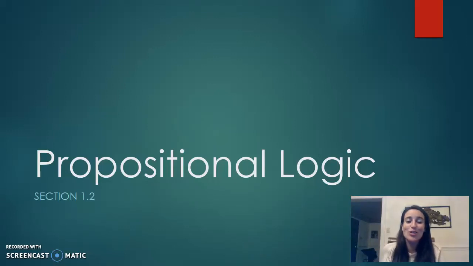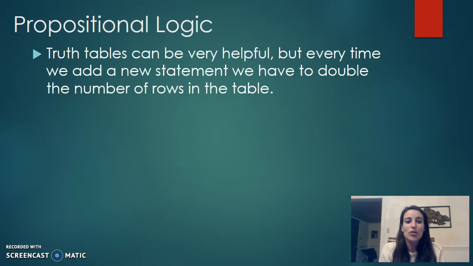Section 1.2 covers propositional logic. We've been working with truth tables in section 1.1, and we've seen that they can be very helpful. But every time we add a new statement, we have to double the number of rows in the table.